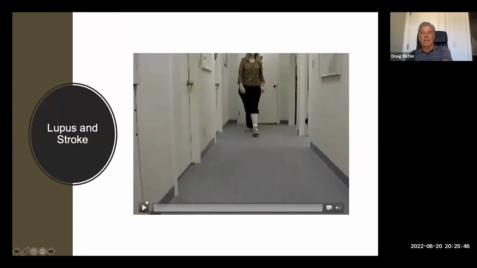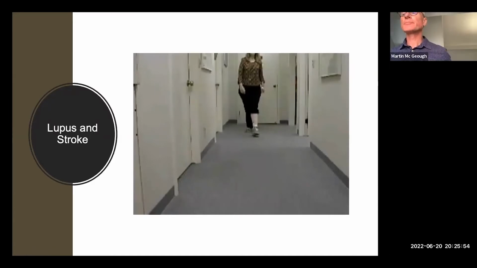This is an interesting case of a younger patient who has lupus. And I didn't know this until I met this patient, but lupus has a subgroup of patients who have a hypercoagulability, and they are at risk for stroke. She didn't even know she had lupus. She went to bed at night and woke up in the morning with a full left side hemiplegia. She had a stroke while she was sleeping.